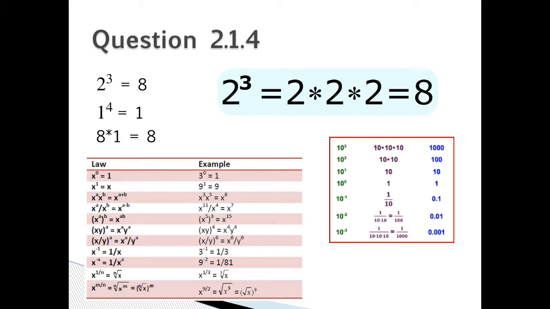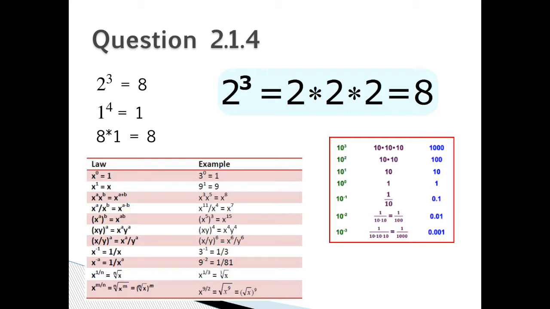x to the power a divided by x to the power b is equal to x to the power a minus b. For example, x to the power 11 divided by x to the power 4 is equal to x to the power 7. If you have parentheses, x to the power a, close parentheses, to the power b, your answer is x to the power ab.